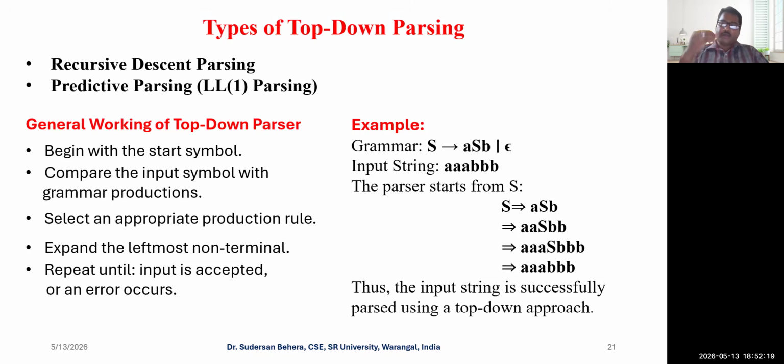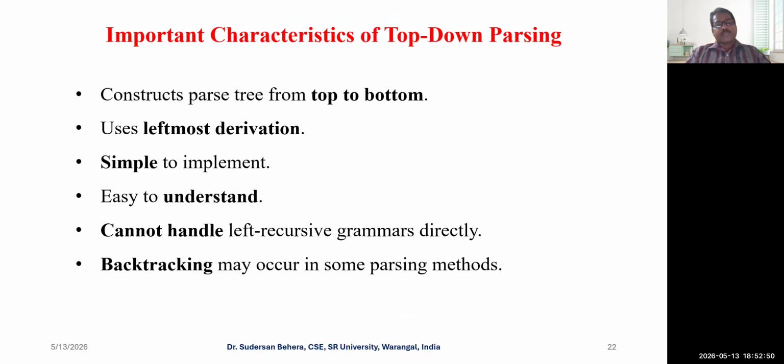Like if you add 5 with 0, what will you get? 5. If you add 6 with 0, what will you get? 6. So any finite number added with 0, the result will be the finite number. In the same way, any finite string concatenated with epsilon, the result will be the finite string. Thus, the input string is successfully parsed using the top-down approach. Now, the parser has successfully produced the string. Is that clear? Yes. This is the general thing we discussed.